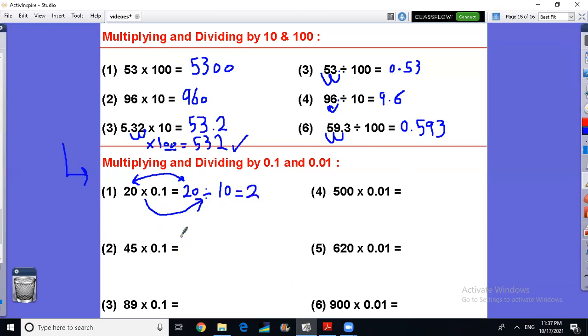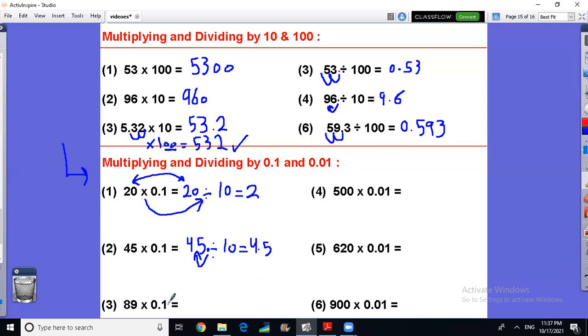Let's go to question 2. 45 times 1/10 is the same as 45 divided by, it's 1/10, so it is 10. Equals, we know how to do this. Just move the decimal point once to the left. It's division, move it to the left. How many times? Only one digit to the left. It's hiding always here at the end of the number. It's going to become 4.5.